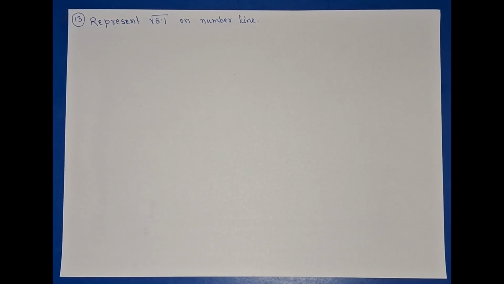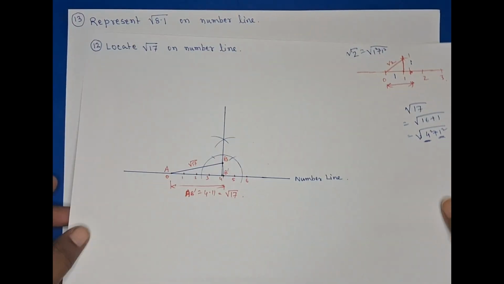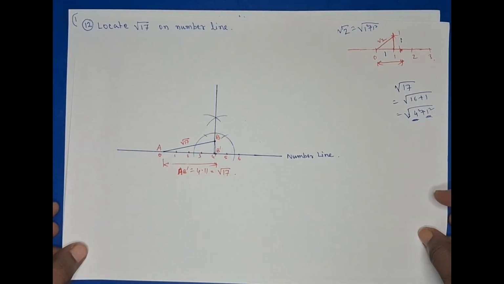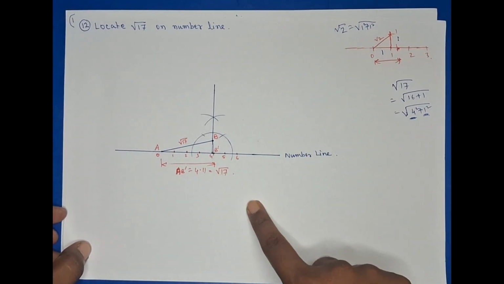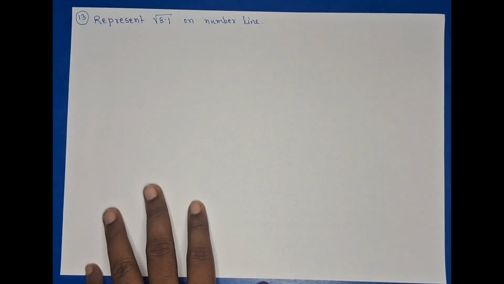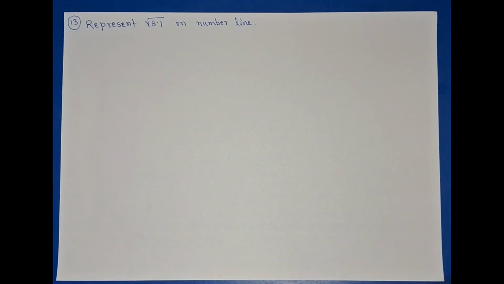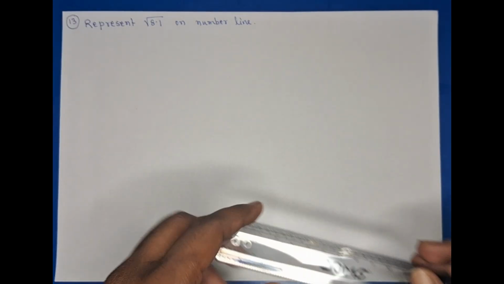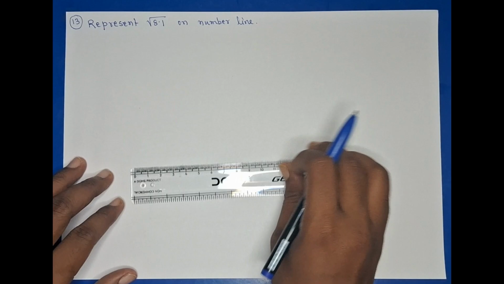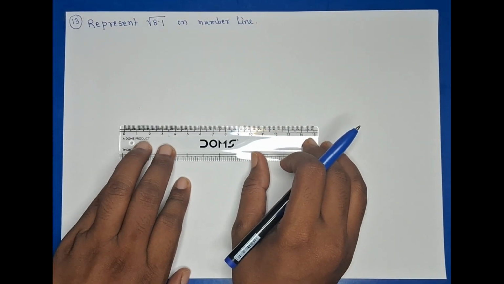Now question number 13, this is also a graphical question. You also know this type of question, we have discussed it. Question number 13 is: represent square root of 8.1 on the number line. Earlier what we have learned, we have done, this is a natural number, we presented like this, and now it is a rational number we are going to present on the number line. Let us start. The same number line we are going to draw again.